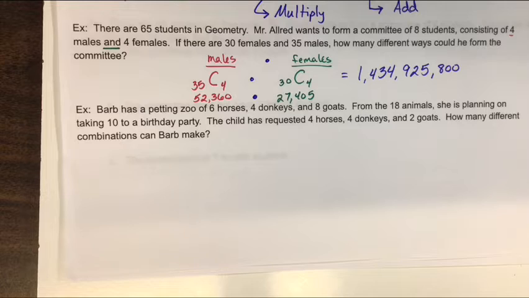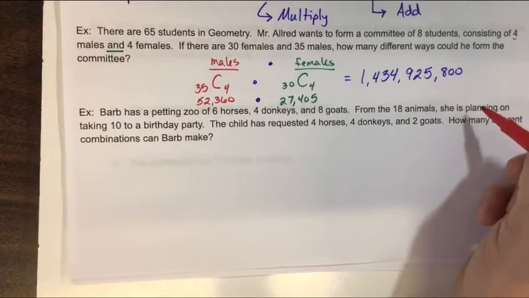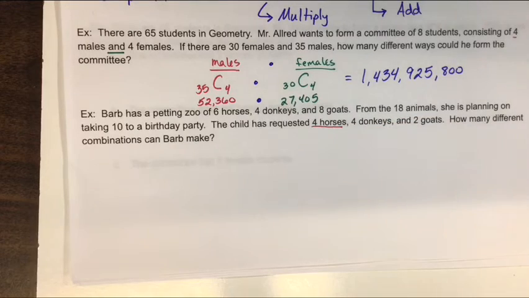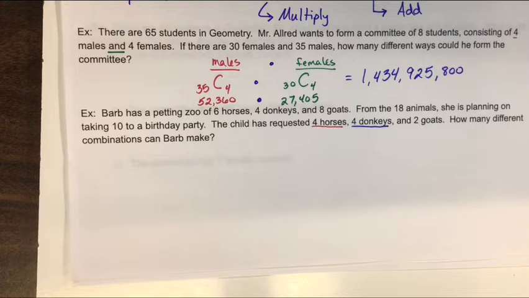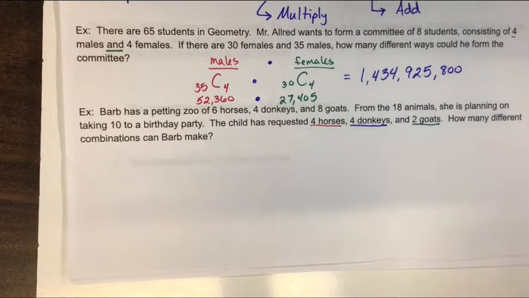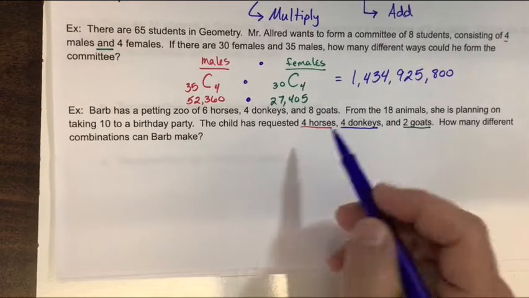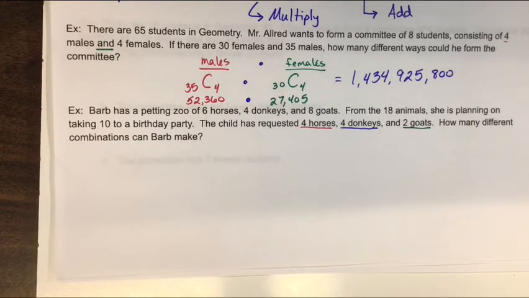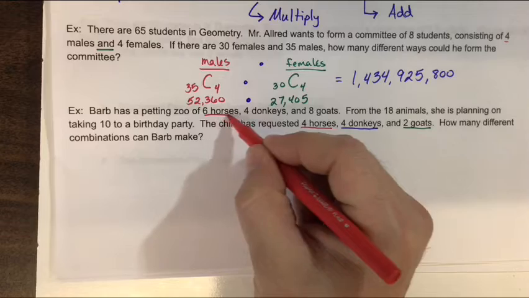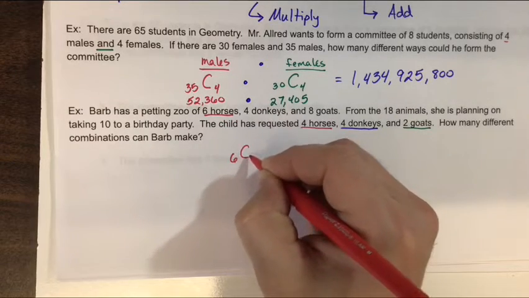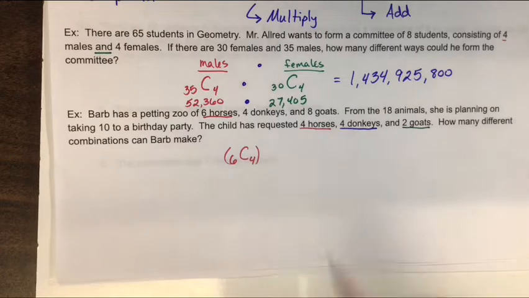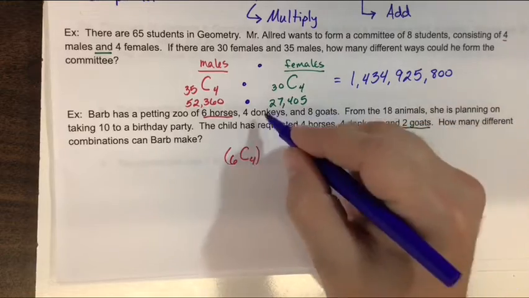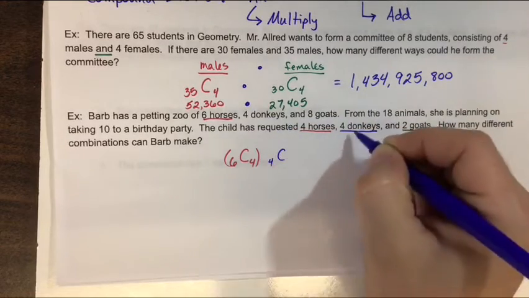Well, we've got a combination for horses, and then a combination for donkeys, and then a separate combination for goats. And so I'll kind of color code that as we work through it. So we've got, let me choose the red one first. For our horses, there are a total of 6 horses to choose from. So I'm going to do 6 with a combination of 4. We're going to multiply that by our combination for donkeys. There are 4 donkeys to choose from. We're going to do a combination of 4 of them.